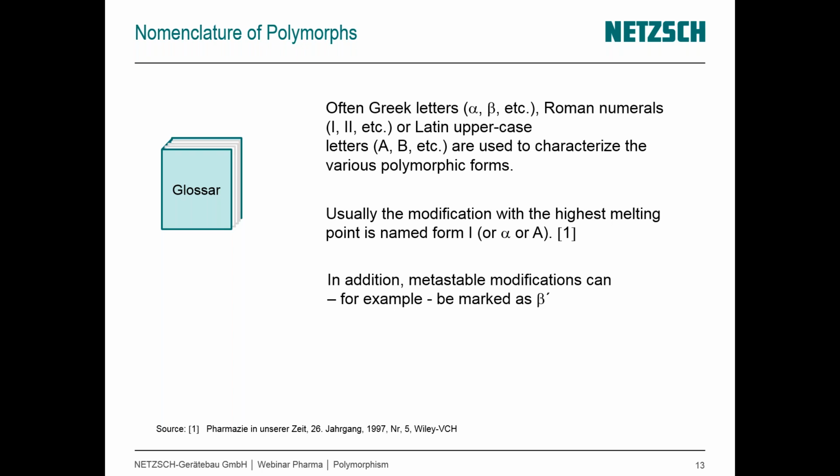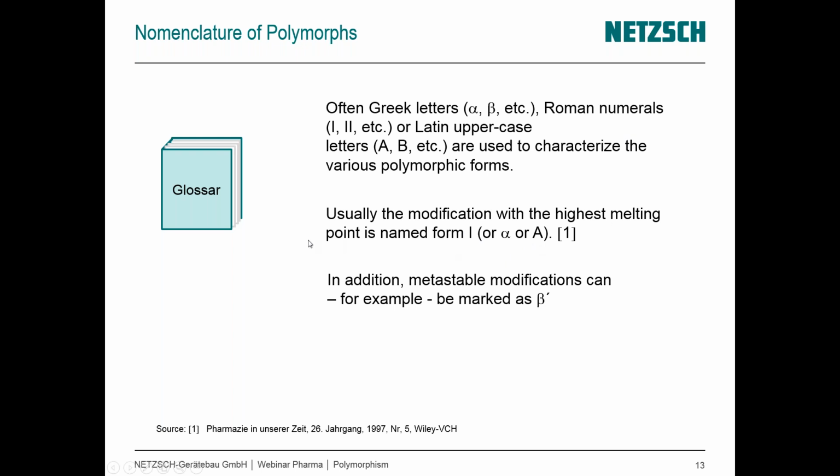So looking at polymorphs, we've looked at some basic calibration materials, some very common materials, indium and water. When we're talking about polymorphs, it would be very nice if there were a standardized way of describing these different forms of the same substance. And in the beginning, what was attempted was to use Greek letters alpha, beta, Roman numerals 1, 2, Latin uppercase A, B, to characterize these forms in a systematic way.